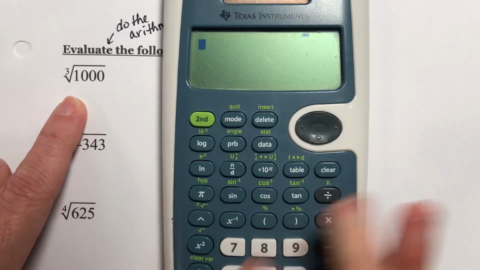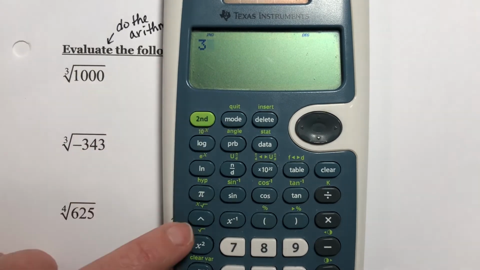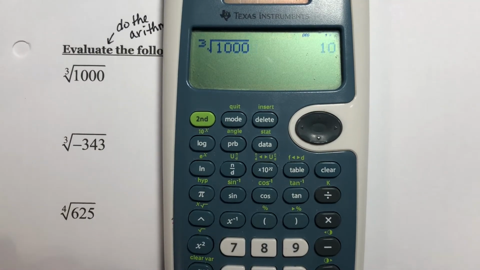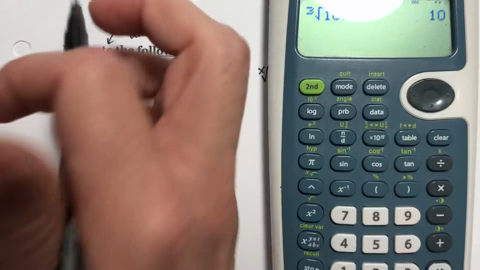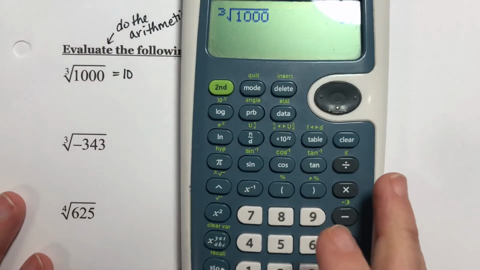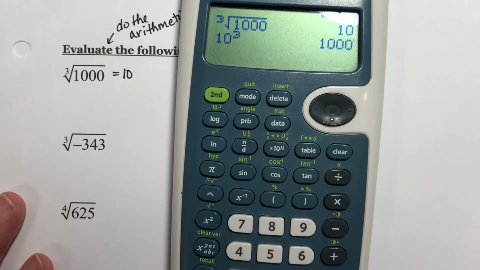I want to find a cube root, so I'm going to enter the 3 first. And then I hit second in that button, and you can see that the 3 jumps up to be an index. And then I type in 1,000, and I get 10. And I can check that if I want to. If I do 10 raised to the 3rd power, I should get 1,000 back, and I do.